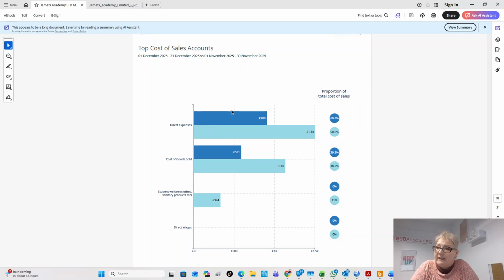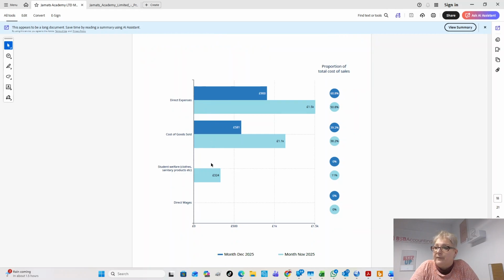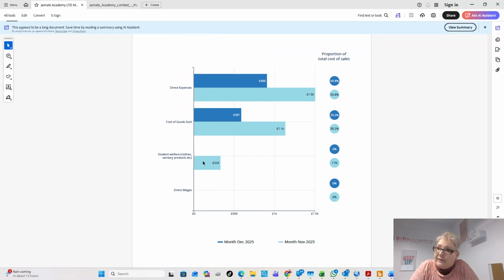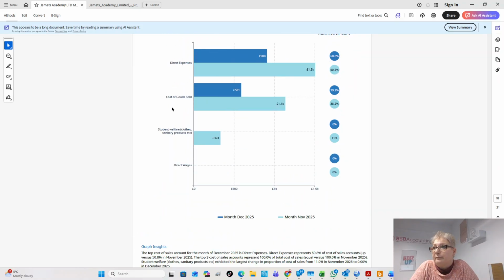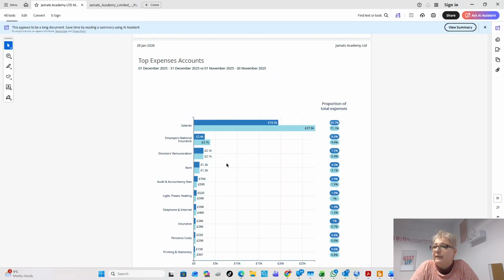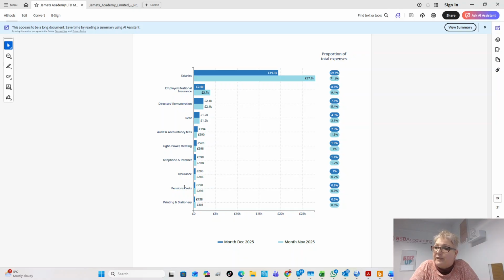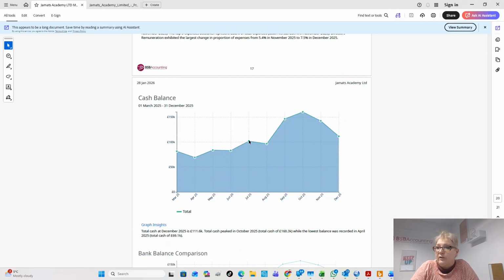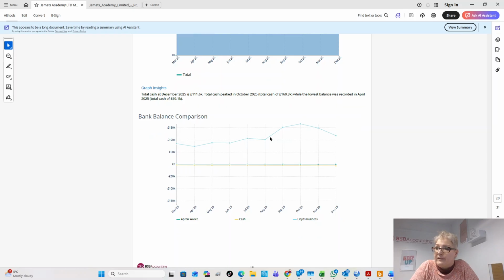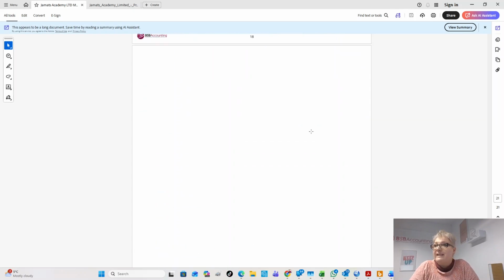Cost of sales is direct expenses, cost of goods sold. They are basically the same thing, and even with this student welfare things, they are basically the same category. And then the expense accounts is obviously salaries, employer NI, directors, rents, R fees, all the rest of the bills, light, telephone, insurance, and all that. And this is your cash balance at the end of September, so you can see how it goes and then the comparison again. So that's it.